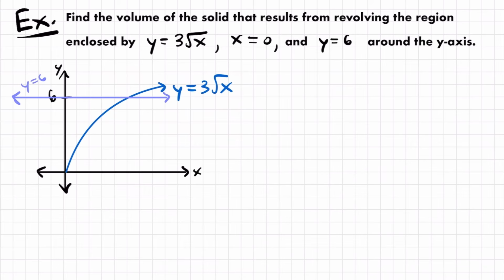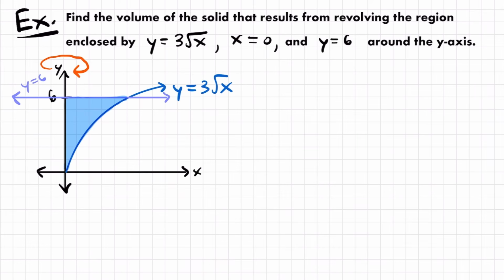Okay, so now we can see that between the y-axis, y equals 6, and 3 times the square root of x, this is the enclosed region that we are going to revolve around the y-axis to form a solid of revolution. And so I'll shade in this region here, and then I'm also going to label which axis we are revolving around. In this case, we are revolving around the y-axis, and so I will draw a little arrow around the y-axis. That way we don't forget which axis we are revolving around.